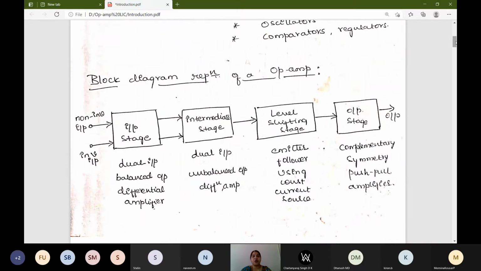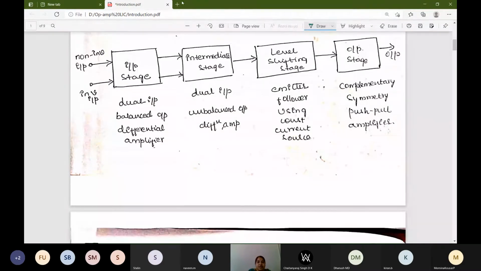Next we have the block diagram representation of an op amp. See here, the block diagram is very important. It has 4 stages. It starts from the input stage. The input stage has 2 inputs, and that is important. Here we have the non-inverting input and the inverting input. Those are given to the input stage.